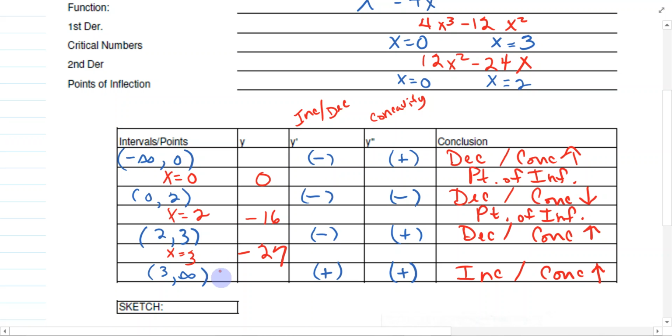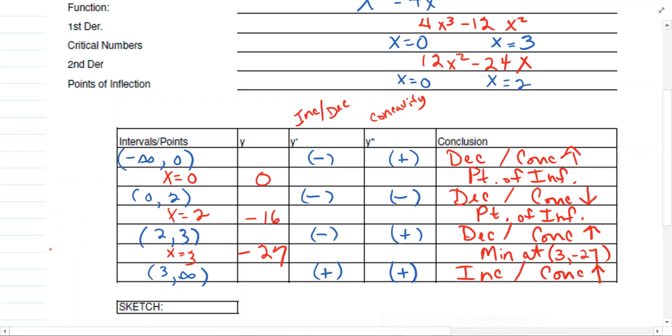At x equals 3, to the left of it, we are decreasing. To the right of it, we are increasing. So what does that mean we're left with? We're left with a min. So this is a min at 3, negative 27.